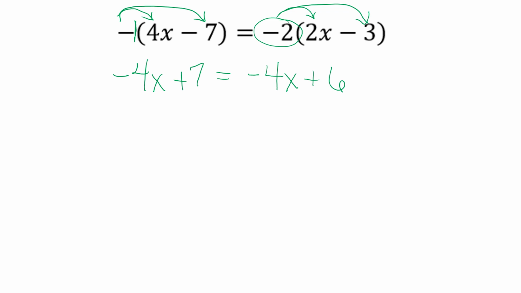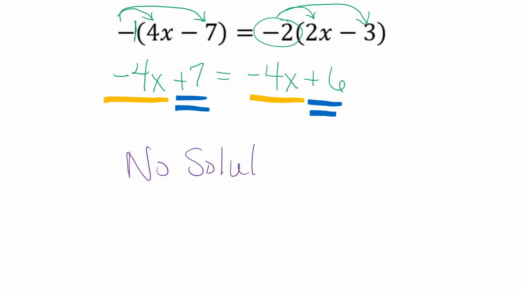Once you get to this point in your equation, you want to look at your variable terms. They both are -4x, so that lets you know you're either going to have a no solution equation or an infinite solution equation. So then you want to look at your constant terms. Since our constant terms are different, one of them is 7 and one of them is 6, we know that this is a no solution equation.